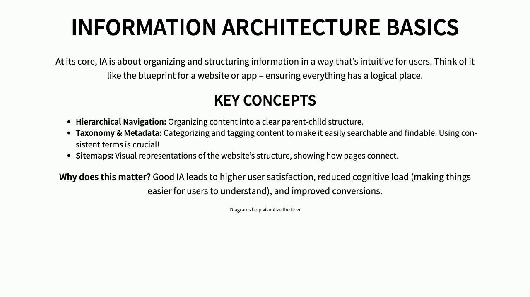Okay, let's talk about information architecture. Basically, it's how we arrange everything on a website or app to make it easy for people to find what they need. Imagine you're building a house. IA is like the floor plan. We use things like clear menus and categories, consistent labeling, and sitemaps to show everyone where everything is. It's all about making sure that information flows logically so users can navigate effortlessly and have a good experience.